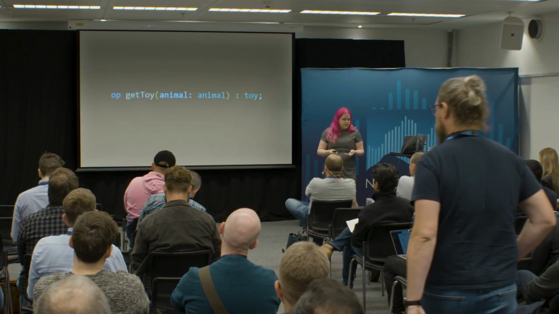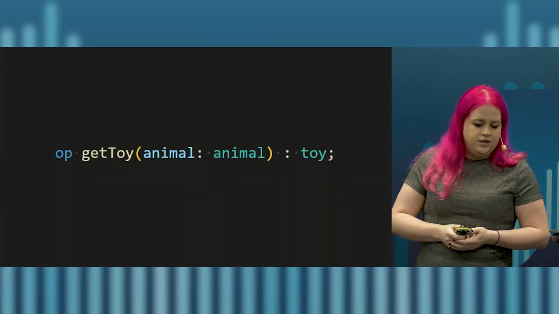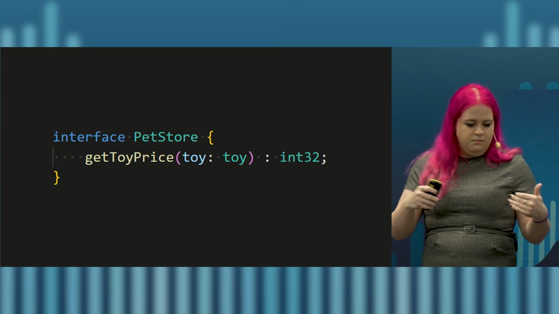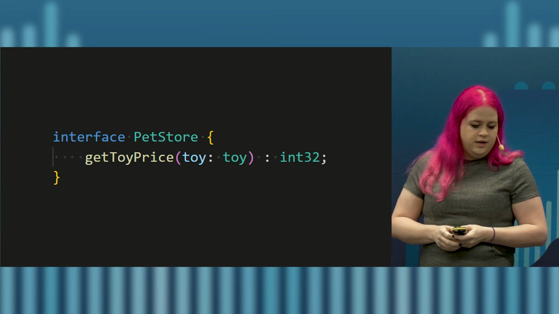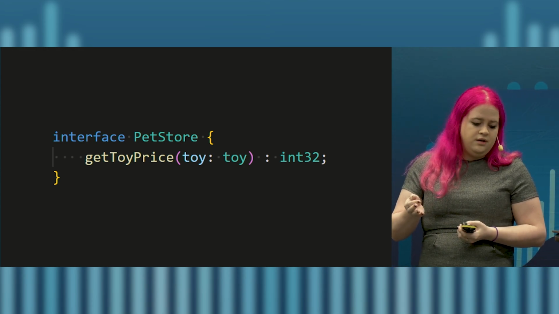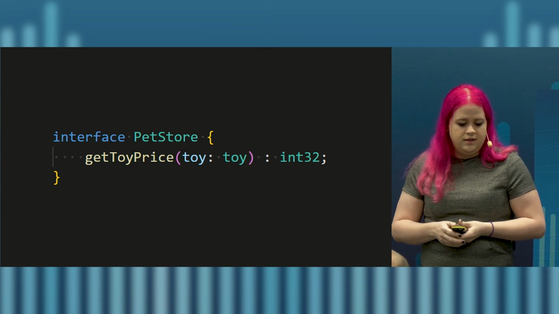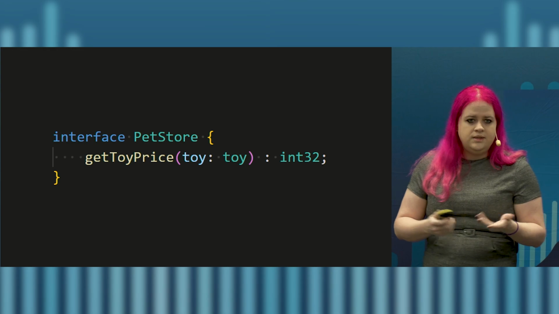The next main thing is operations. So this is a standalone operation, but usually you would use these as a collection, so multiple operations in an interface. The op keyword is optional here since it's in an interface. This one defines an operation called getToyPrice, which takes a toy object and returns an int32. Int32 is one of the built-in types. Toy is one of my types.